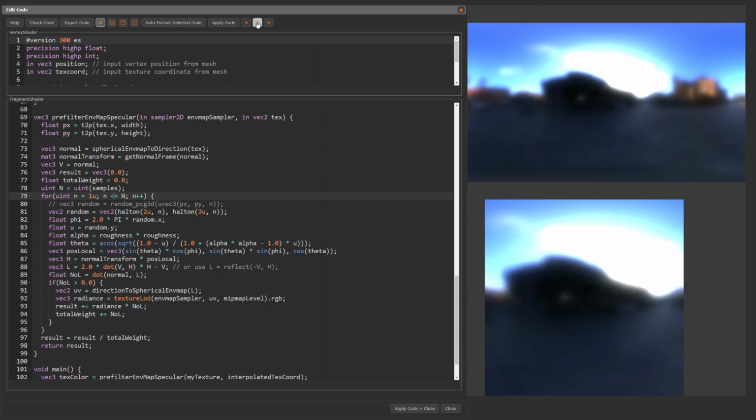Apply code, recompute. Okay, yes, we can observe an effect. Again, this is a result of random sampling. This is the Halton sequence. The noise is significantly reduced.